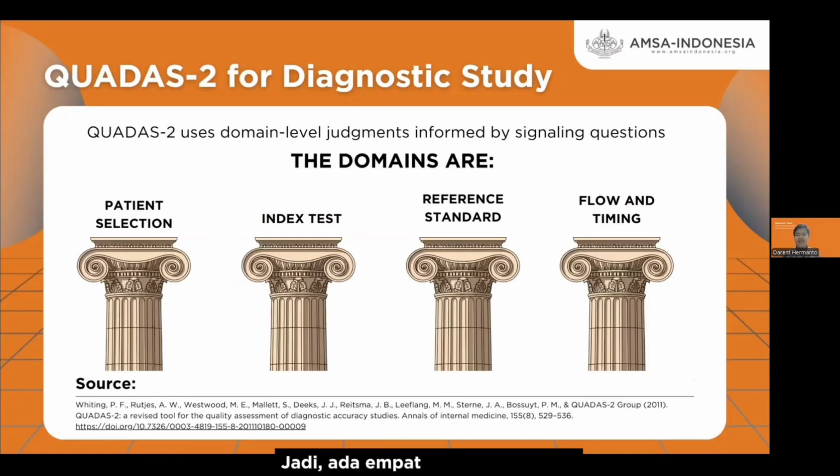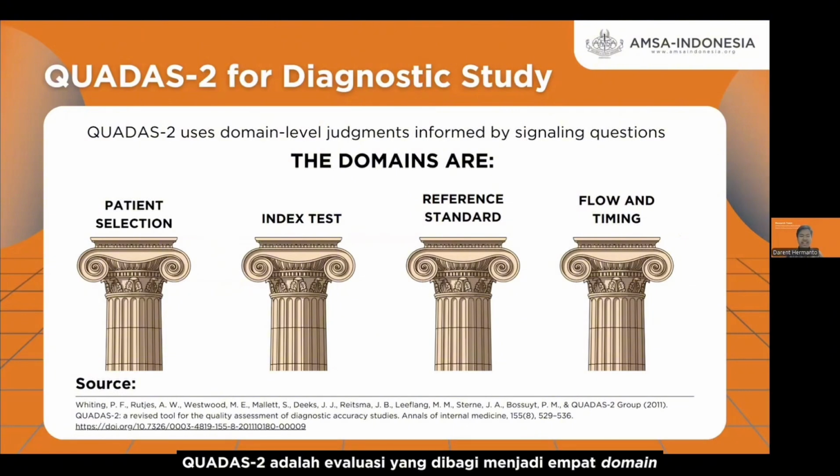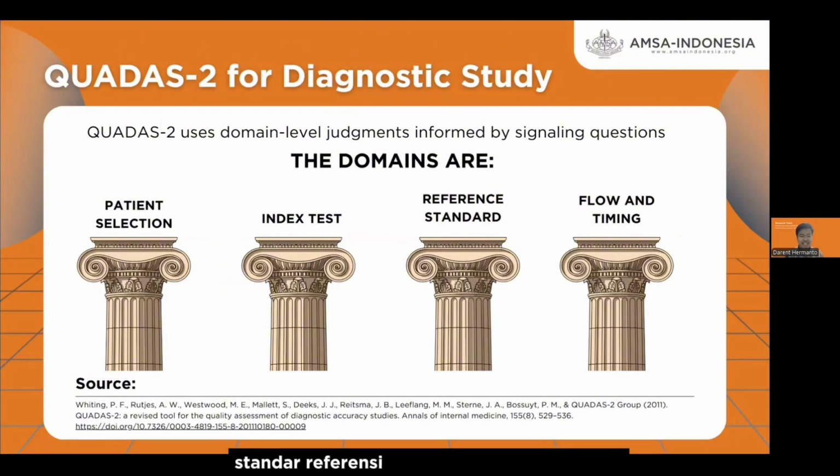So, there are 4 domains of assessment. QUADAS 2 organizes its evaluation into 4 key domains: patient selection, index test, reference standard, and flow and timing. To make informed judgment within these domains, the tool utilizes specific signaling questions that help identify potential source of bias.